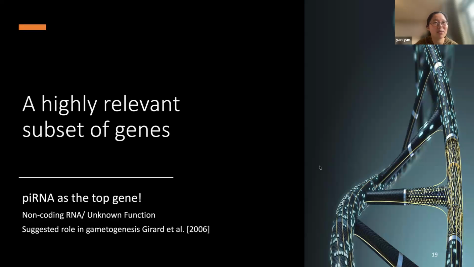Looking at our findings, another really interesting thing is that among the reported important genes, we find a subset of genes, piRNA, as one of the top genes. This is non-coding RNA with unknown function, and it stands out as a top gene, which could suggest some important role in differentiating the cells from normal to the disease state. So that could be our potential candidate for the biologist to further validate.